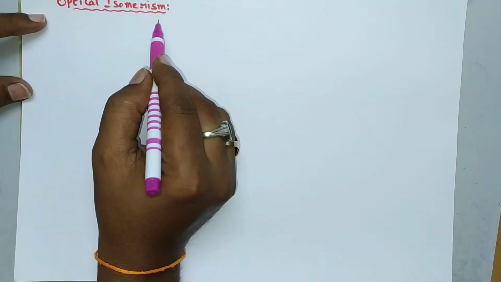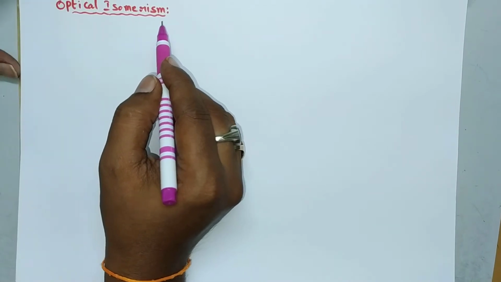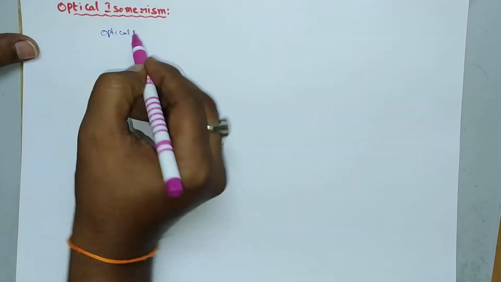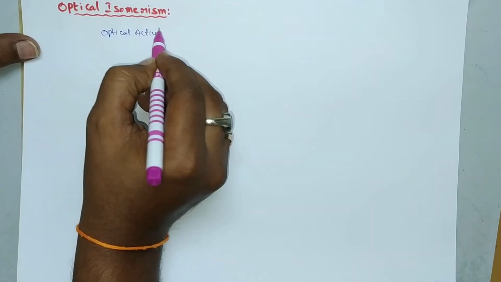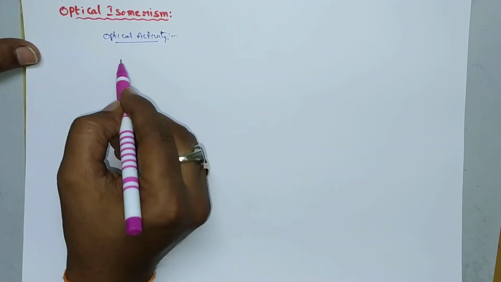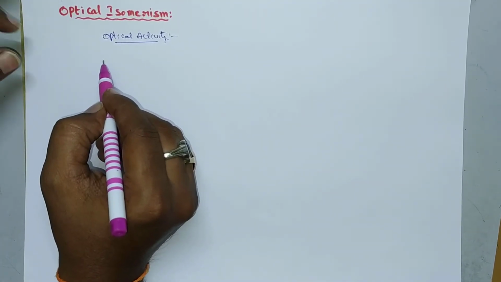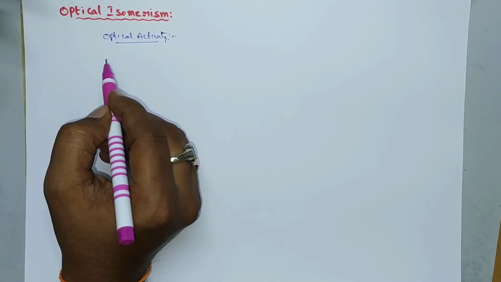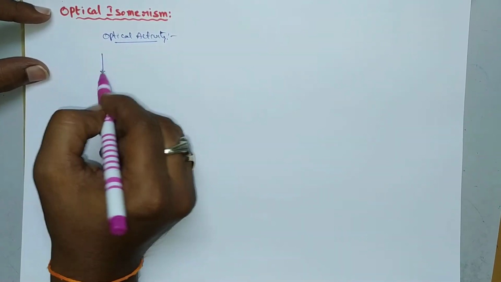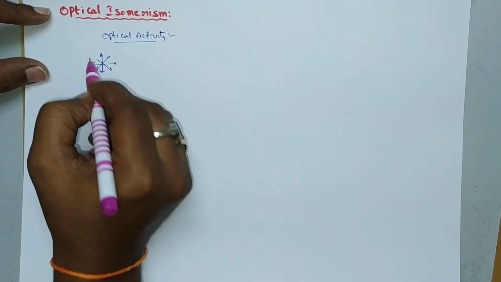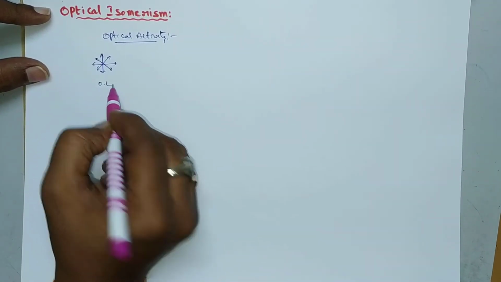Before going to optical isomerism, we have to know what optical activity is. Suppose you take ordinary light. Ordinary light consists of vibrations in all directions, and it also consists of several wavelengths. So this is ordinary light.